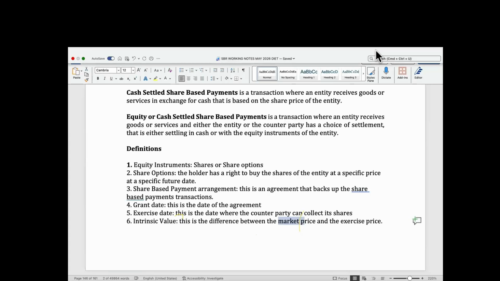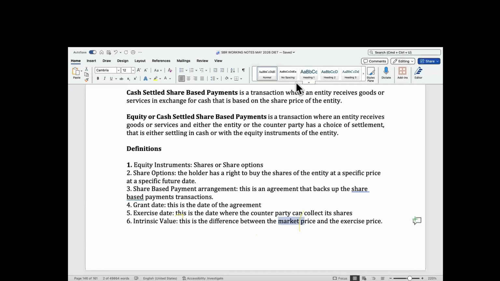So they will tell you, I can't pay you cash, but I can give you my shares, but you will pay just 2 naira for these shares. I can guarantee you that in the next 2 years, my market price will be 10 naira. So whoever is holding those options can easily make a gain of 8 naira. It looks attractive. And that's what we call intrinsic value.